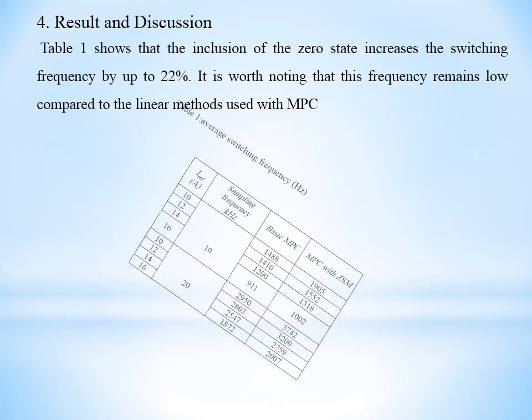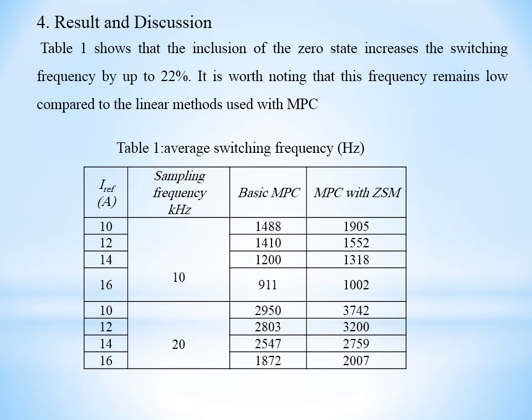Table 1 shows that the inclusion of the zero state increases the switching frequency by up to 22%. It's worth noting that this frequency remains low compared to the linear methods used with MPC.